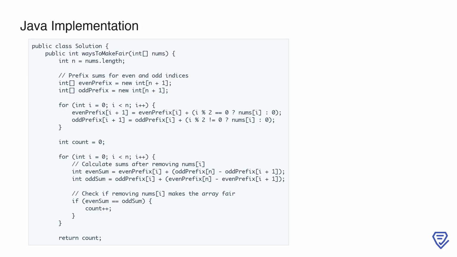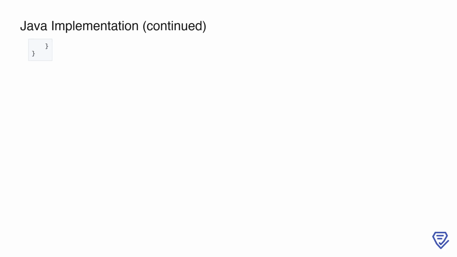Finally, we check if these two sums are equal. If they are, we increment the count variable. After completing the loop, the method returns the value of count, which represents the total number of indices that can be removed to make the array fair. This concludes the implementation. By leveraging prefix sums, the solution efficiently computes the required values without recalculating sums repeatedly, ensuring optimal performance. The result is an elegant and concise approach to solving the problem within the constraints.